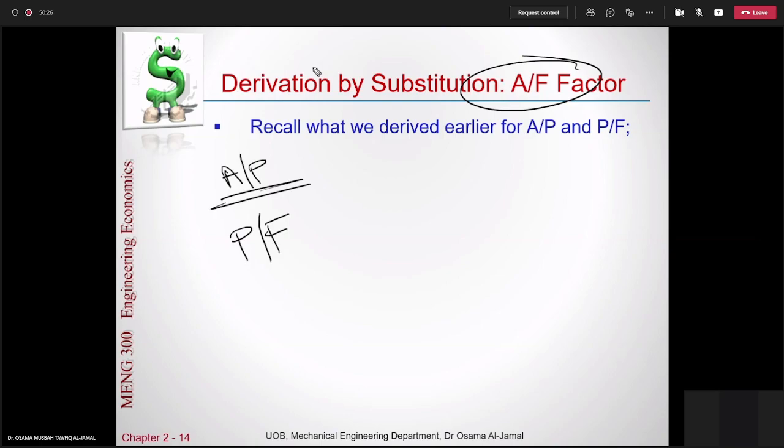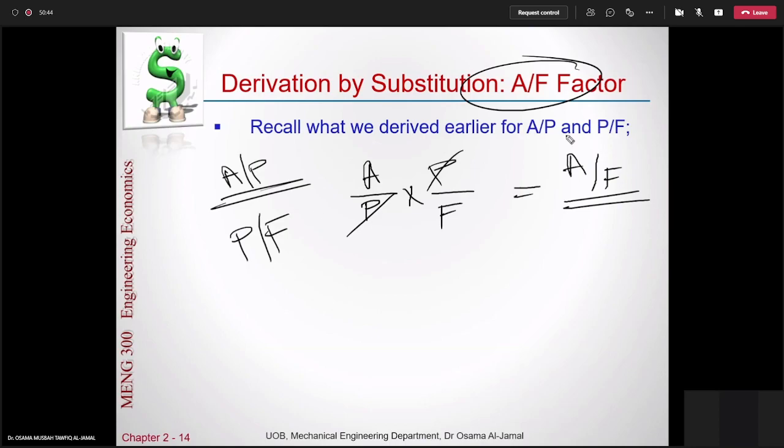It's straightforward again. If you come to mathematics, you put it in like what we have in here, multiplied by P given F, and they cancel out. What are we going to get? A given F, which means if you multiply that factor with this factor, it will give you the required factor for A given F.